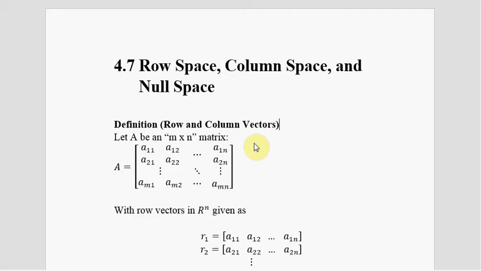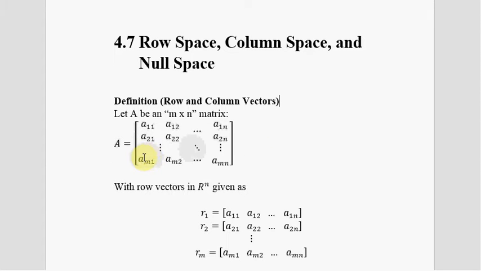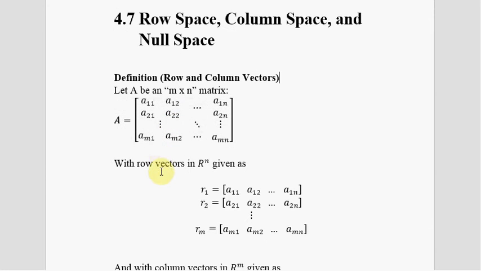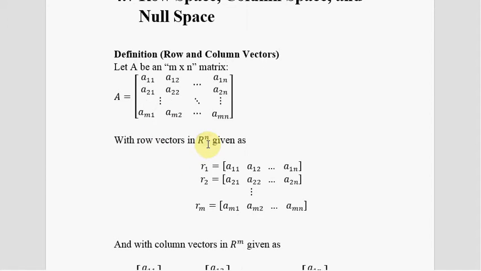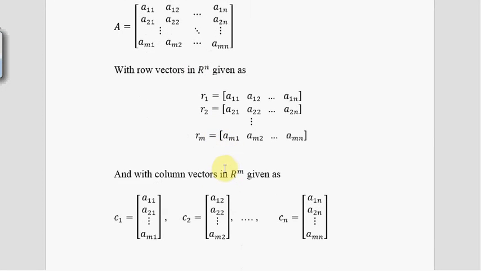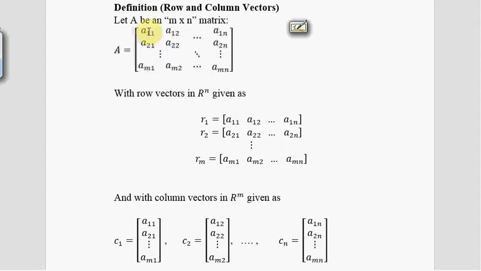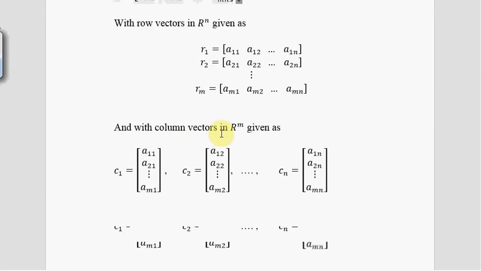And so, if I have a matrix A, which has m rows and n columns, the row vectors are in Rn. What does that mean? If you look at each row, they have n terms in them. So the row vectors are in Rn. The column vectors have m components inside, so the column vectors would be in Rm.